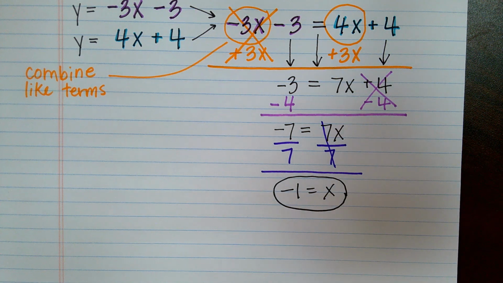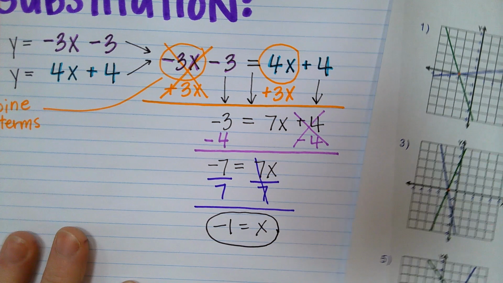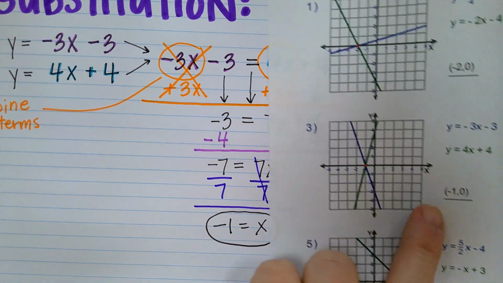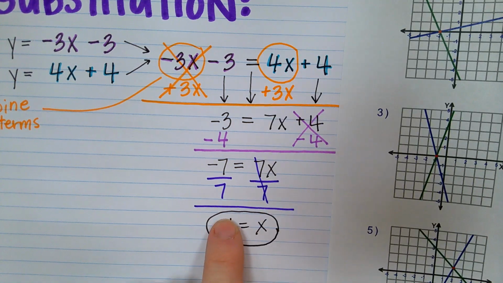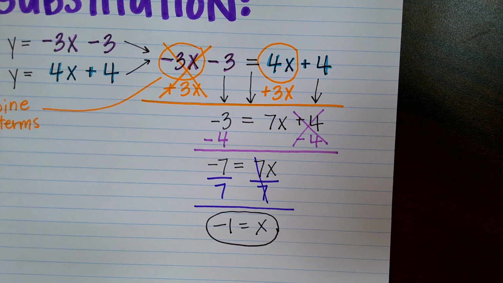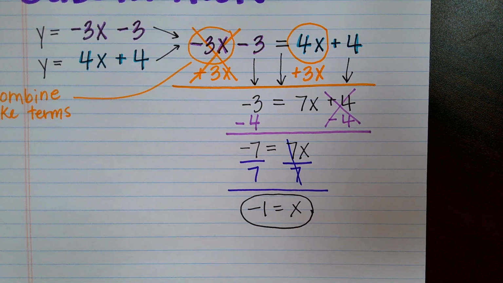And if we look at our paper, what number was that? Number 3? Yeah, -1. We got the right answer. Our x value was -1. Perfect. Now, after lunch, we'll plug that in and solve for y.